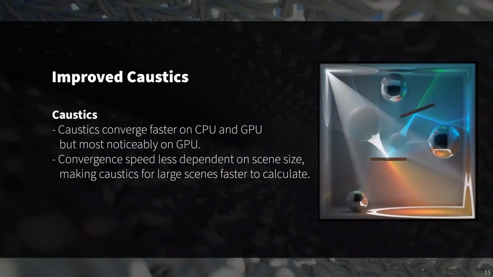Now, this is great if you tend to work with clear or translucent materials. It comes in useful when you're working remotely and trying to achieve highly realistic lighting. The update in general improved performance. They increased the speed at which caustics converge on both CPU and GPU, but most notably on GPU, which is important. And it also makes convergence speed less dependent on the overall scene size, so your larger scenes are going to calculate and render faster.